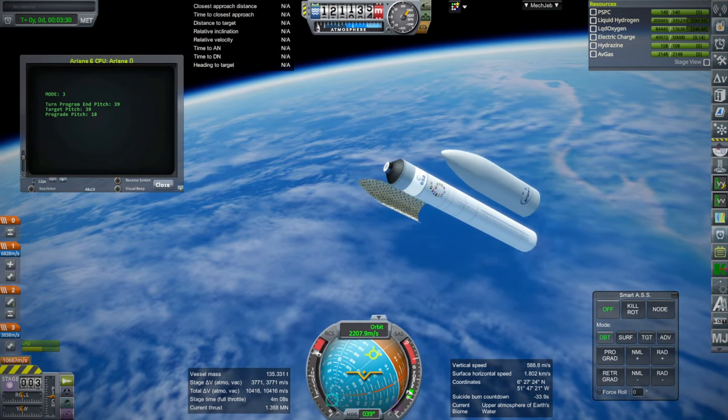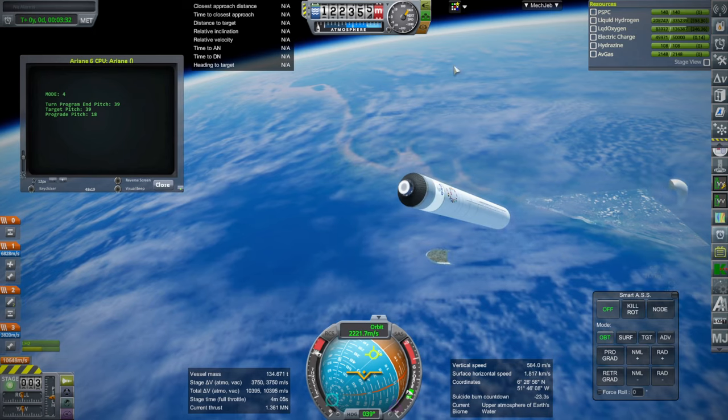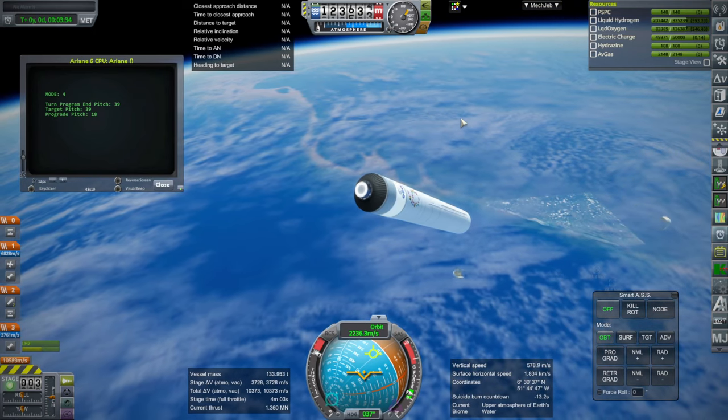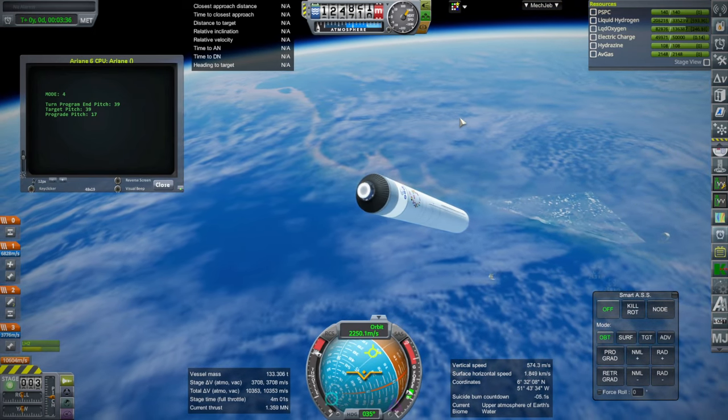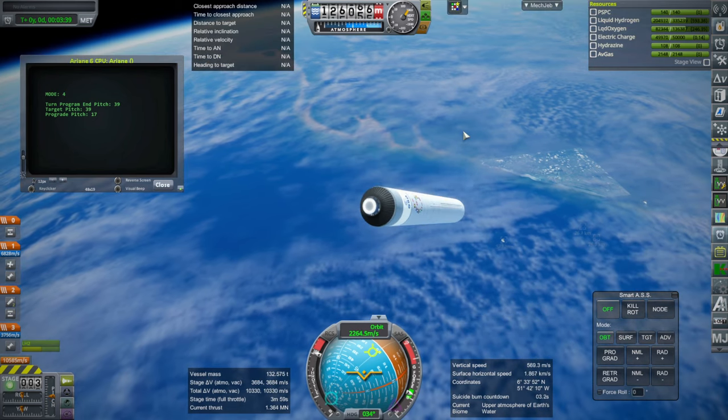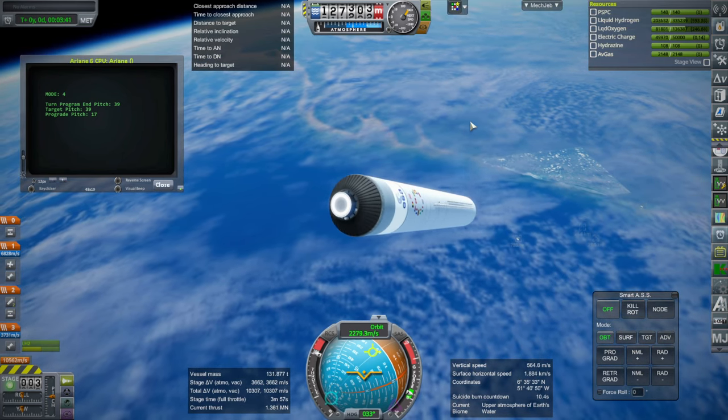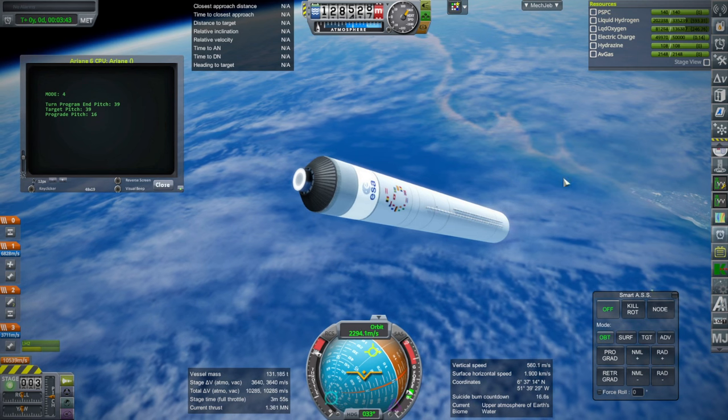Okay, fairing sep. That's just set to altitude. I don't think I have it on a particular timing. I think it was just set to 120 kilometers. I did not double check when they actually did it, but they certainly do it before they separate the first stage.